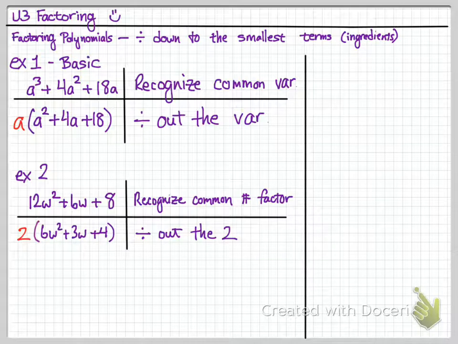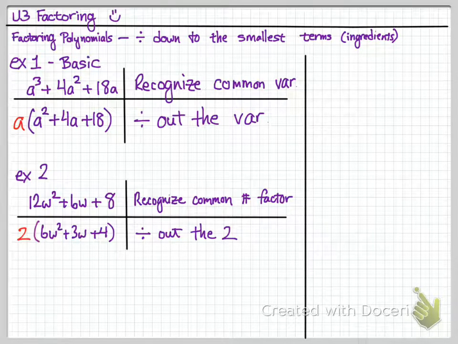When you take 12w squared divided by 2, you get 6w squared. When you take 6w divided by 2, you get 3w. When you take 8 divided by 2, you're left with 4. So you got these little ingredients taken out of the big polynomial.